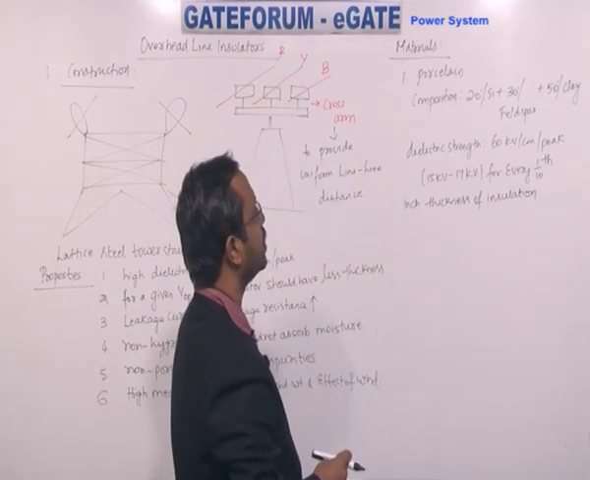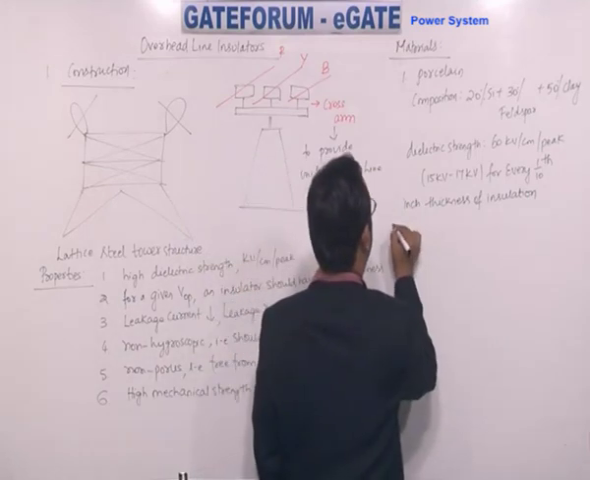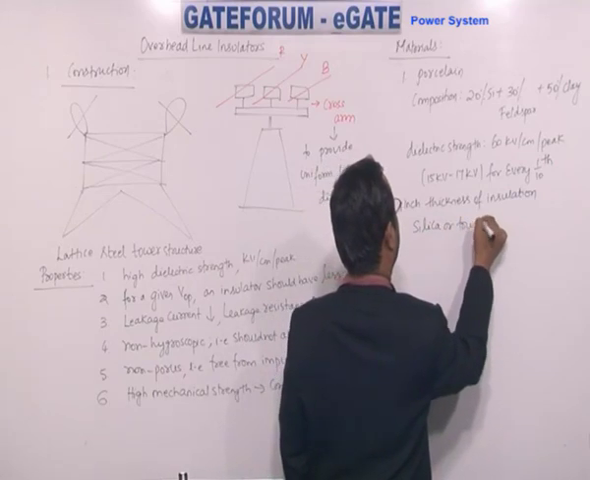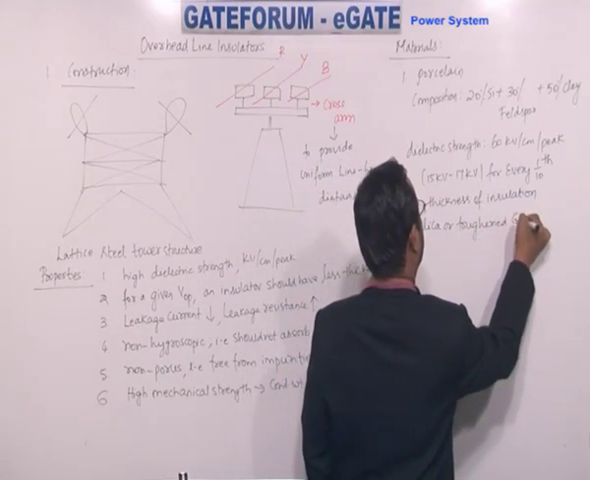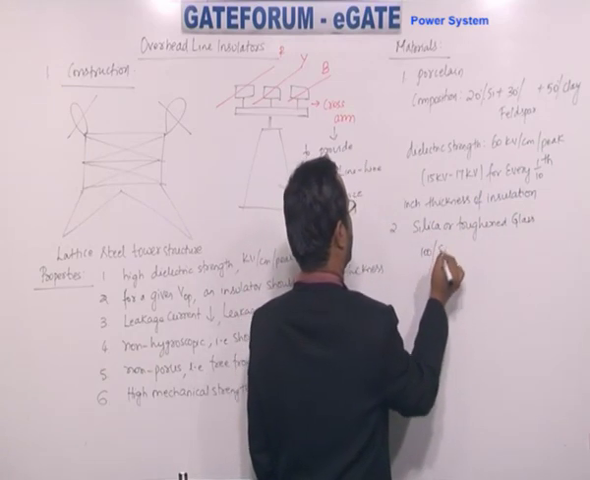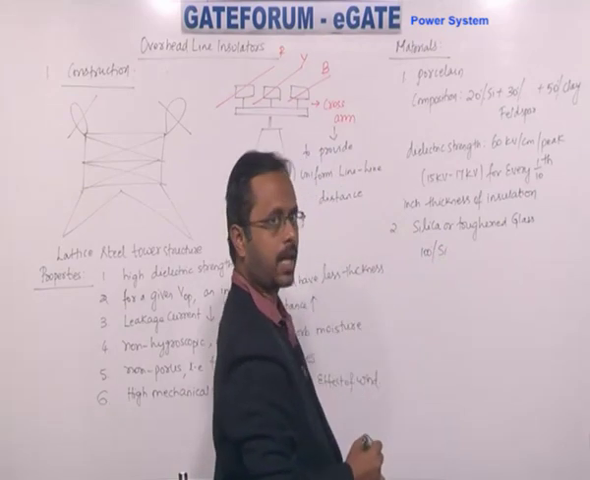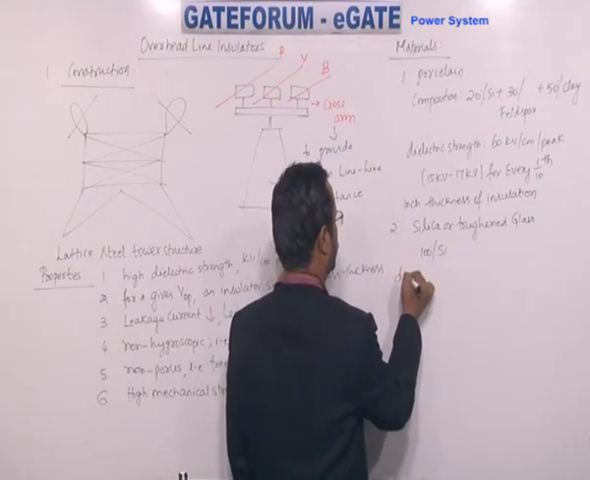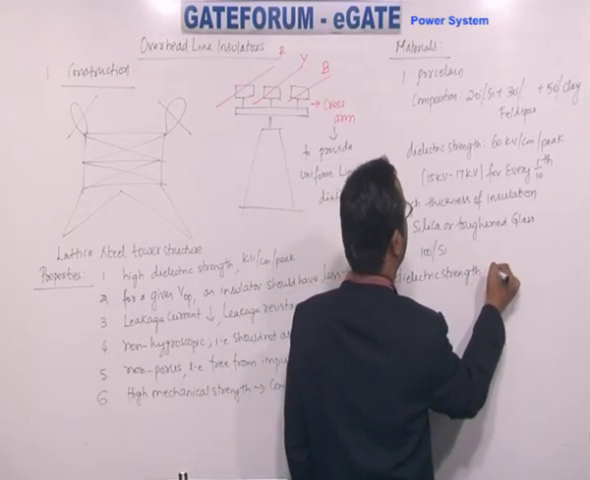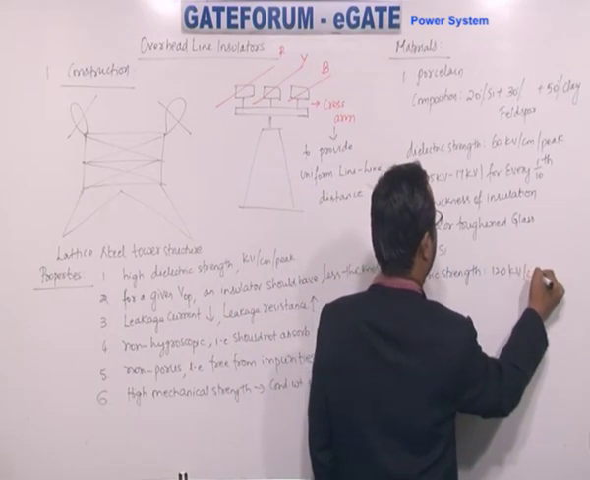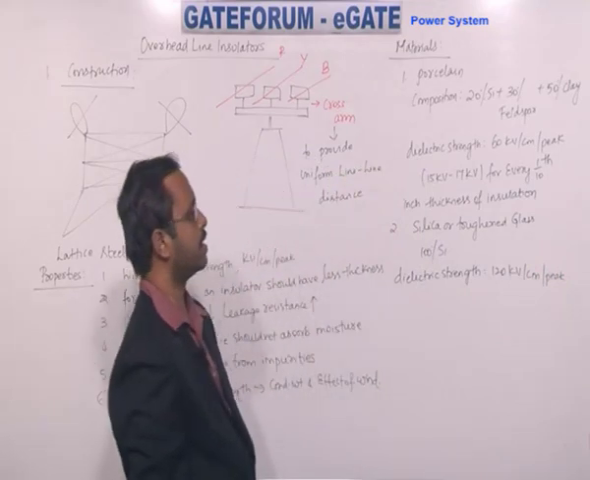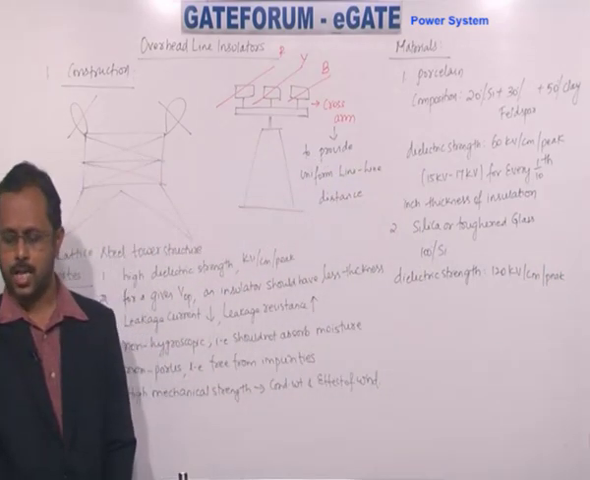This is porcelain data. The other one is silica, or you may name it toughened glass. Here there is only a single material, 100% silica. And what about its dielectric strength? It is 120 kV per centimeter peak. This is the data regarding silica or toughened glass.